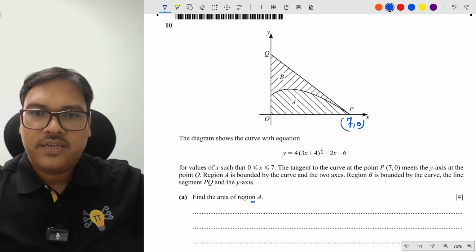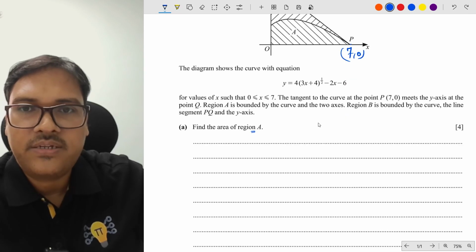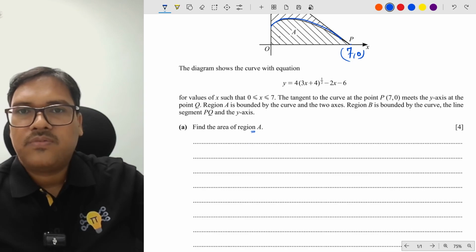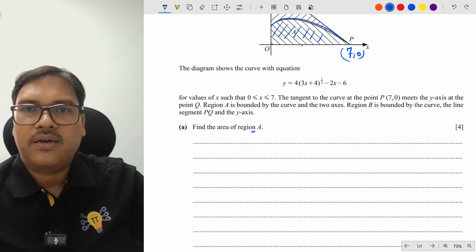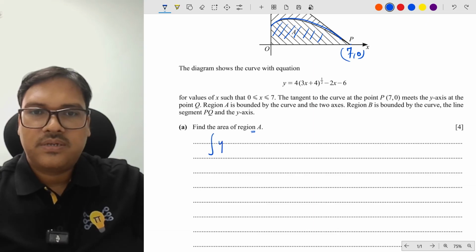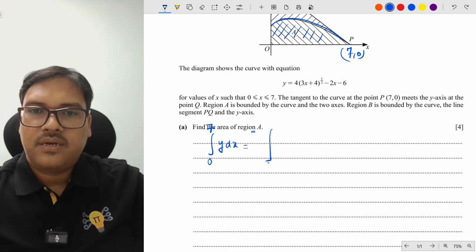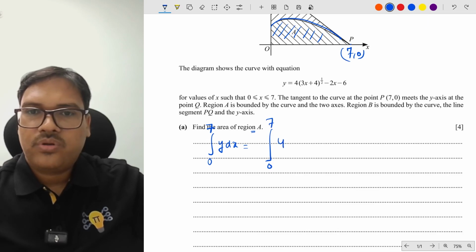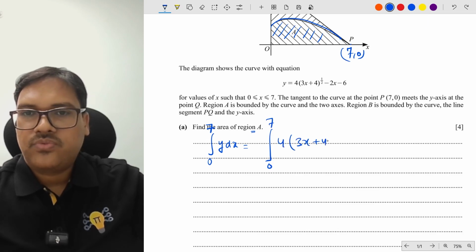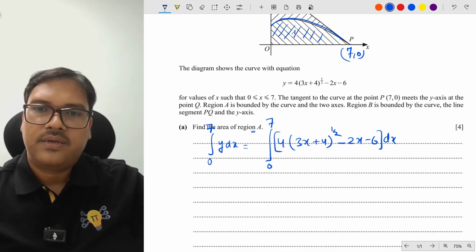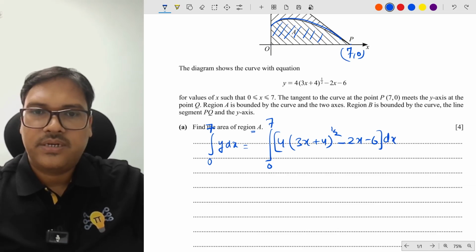So you have to first find the region A. Finding region A is very easy because we know how to find the area bounded by a curve. By integration you can find the area under the curve. So this is the integral of y dx from 0 to 7. You have to integrate from 0 to 7, correct? So this is the integral from 0 to 7 of 4 times (3x plus 4) raised to 1 by 2, minus 2x minus 6. We will have to integrate this, and we'll put the limits. So let's see the integration.